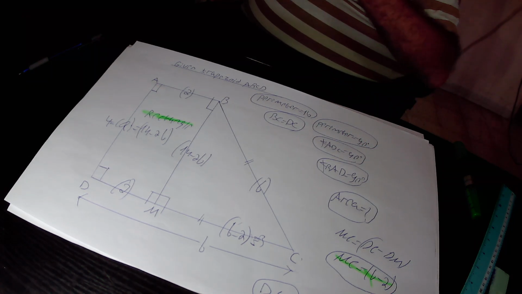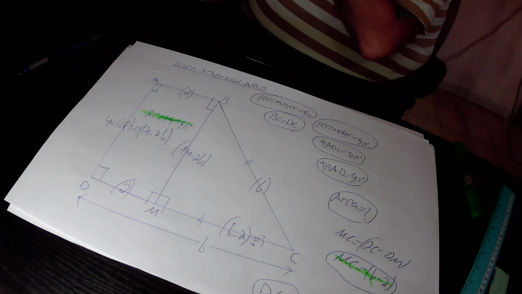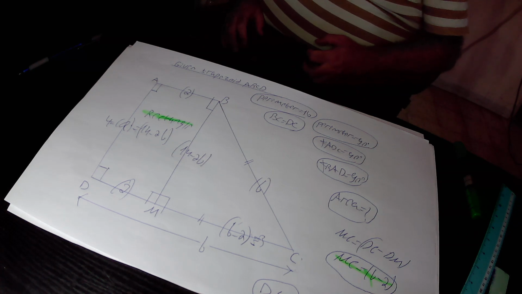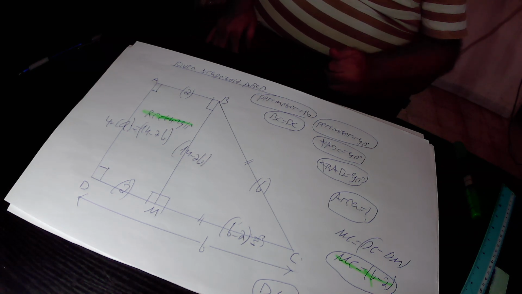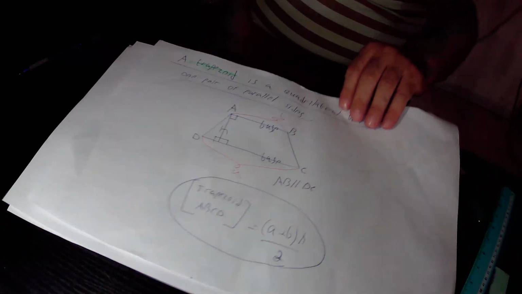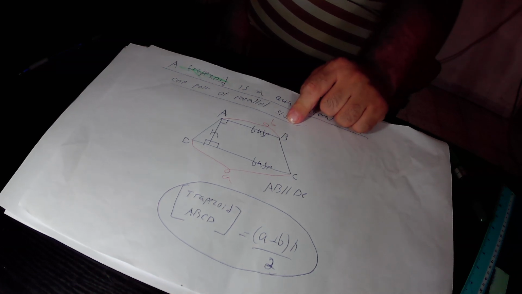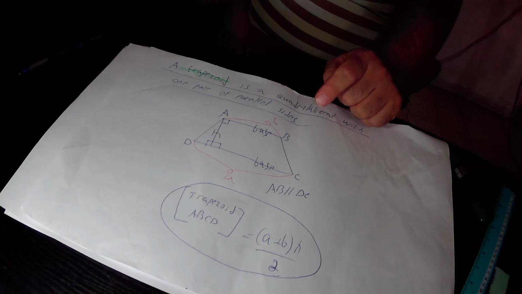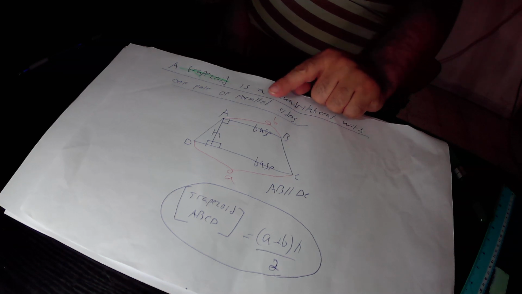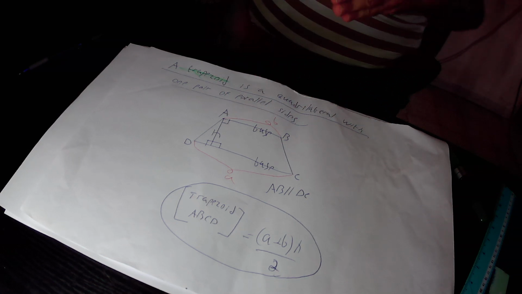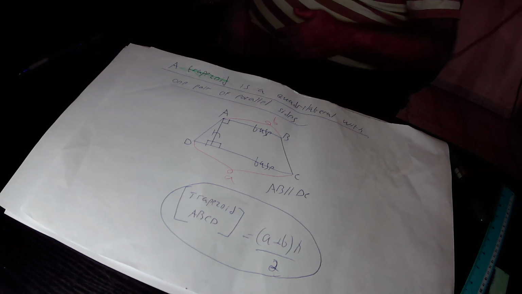Usually, in both questions, we found out the area of a trapezoid. So, what is a trapezoid? A trapezoid is a quadrilateral with one pair of parallel sides. This is trapezoid ABCD. It is a quadrilateral, and because it has one pair of parallel sides, that is to say, side AB is parallel to the opposite side DC, this quadrilateral ABCD is defined as a trapezoid.